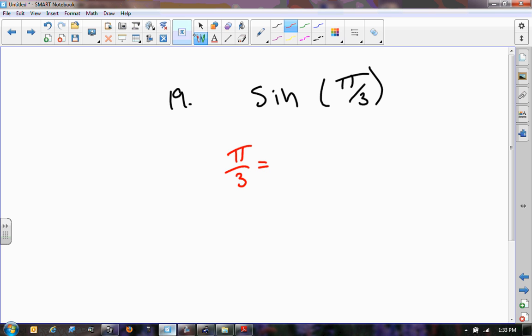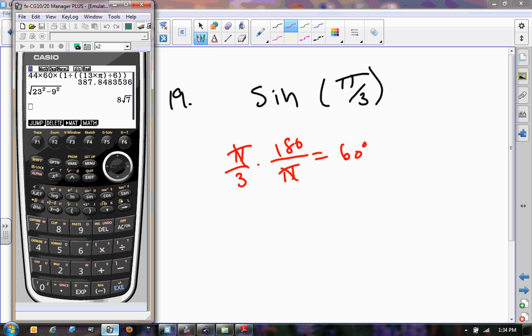I've got to get rid of the equals here. Multiply by 180 over pi. The pi's go away, and you end up with 60 degrees. So what's the sine of 60 degrees? Well, let's put it in the calculator. Sine of 60 is square root of 3 over 2.